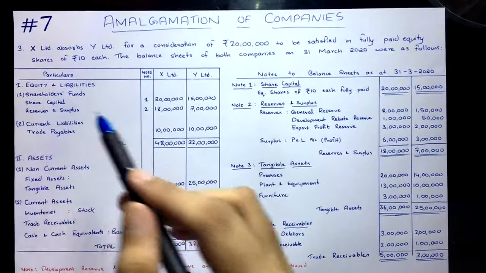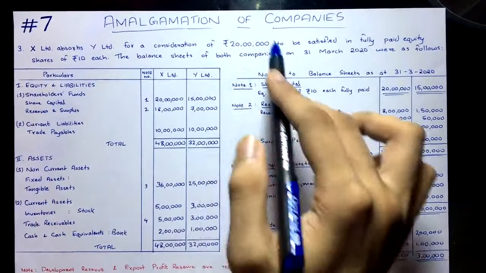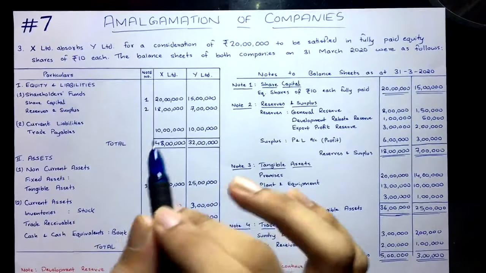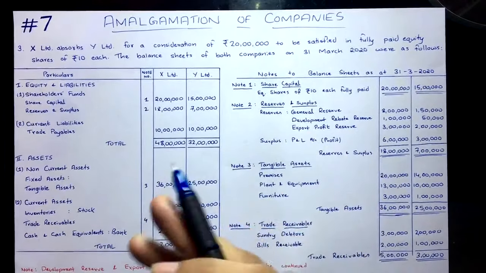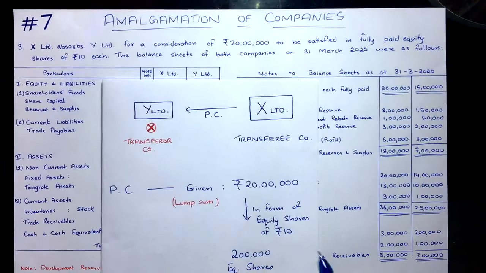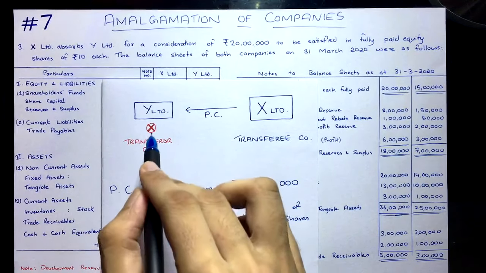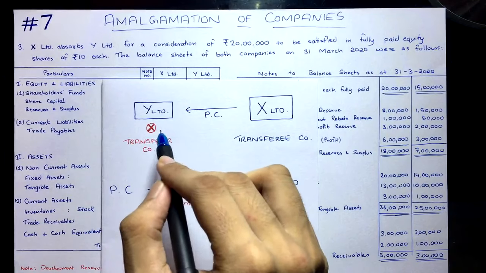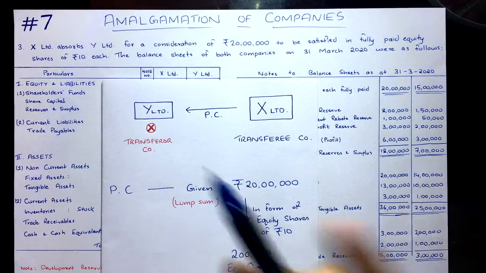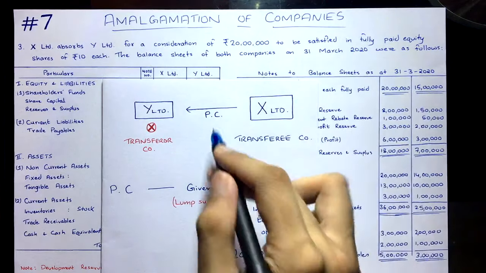See here, here is the question, let's go through it. X Limited absorbs Y Limited for a consideration of rupees 20 lakh to be satisfied in fully paid equity shares of rupees 10 each. So here we come to know that X Limited has taken over, or absorbed, Y Limited. So now Y Limited will lose its existence. This company will die, it will get liquidated, and it is called the Transferor Company, or selling company.